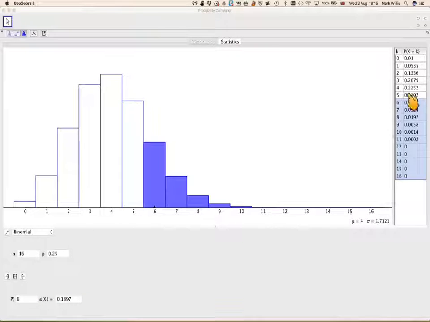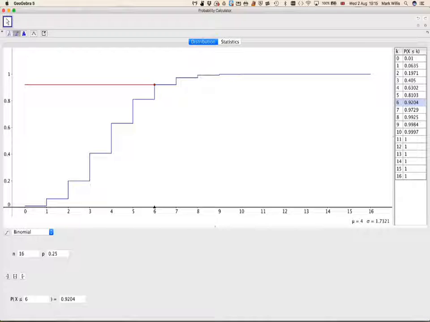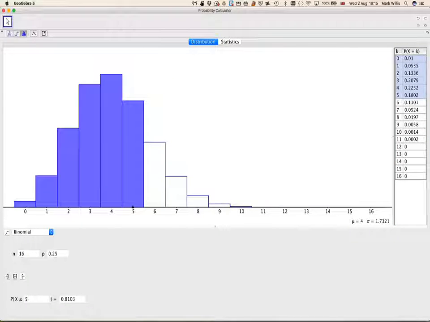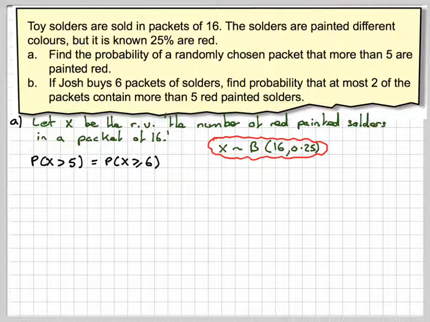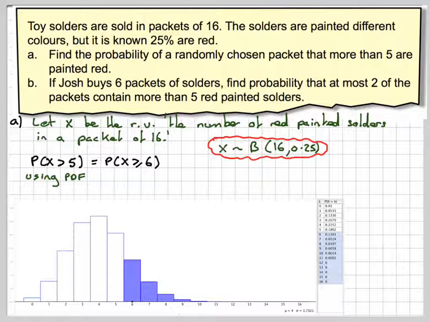Okay, I get that by adding up all these probabilities. If I want to do that using the cumulative distribution function, I go to that one, and then I consider 5, and then I take that away from 1. The reason for that, if we go back to the PDF, is because the upper region here is got by doing 1 minus the lower region. So using the probability density function, we get that.